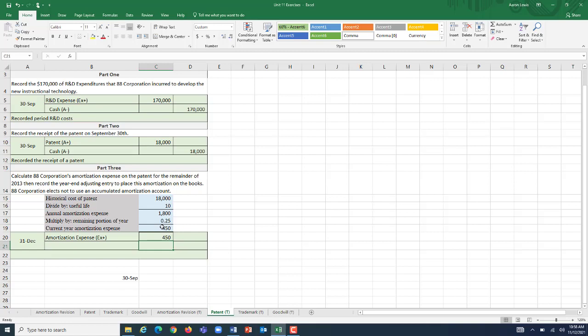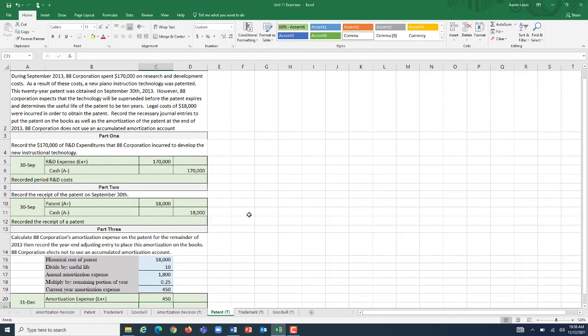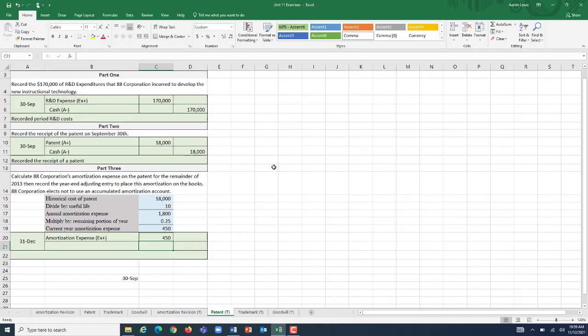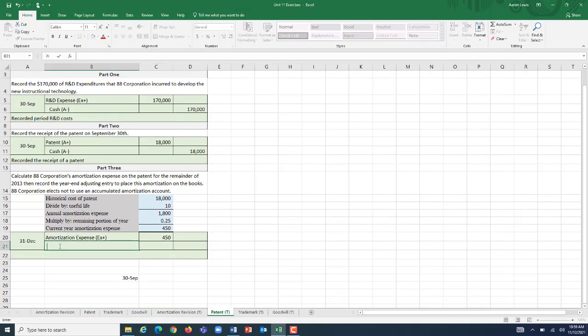And then for intangibles, you have the option of using an accumulated amortization account or taking the value directly away from the intangible. Let's see what 88 Corporation wants to do. Back in our information, it says 88 Corporation does not use an accumulated amortization account. So they're going to take this value directly away from the patent. And patents, like all assets, lose value on the credit side. It's the side they decrease on. So we're going to credit patent for $450 when we record the patent amortization.